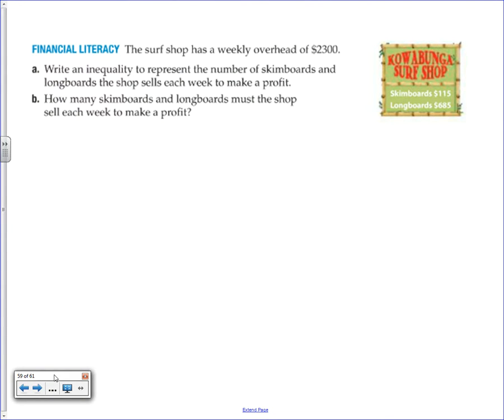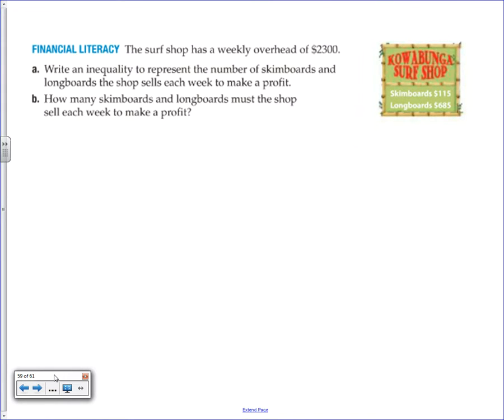That's what it costs them just to have the shop running. So they have to make another $2,300 to break even. So maybe they've got to pay for their electricity, they've got to pay for their employees to work. So that's what overhead is. It's like an upfront cost. Does that make sense? We're getting there. Hold on a second.